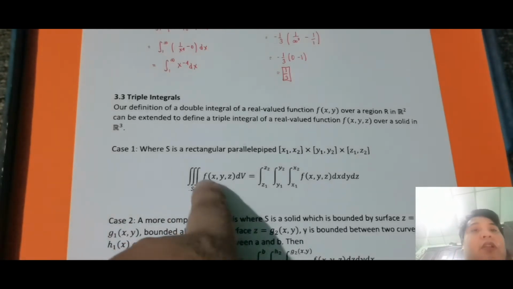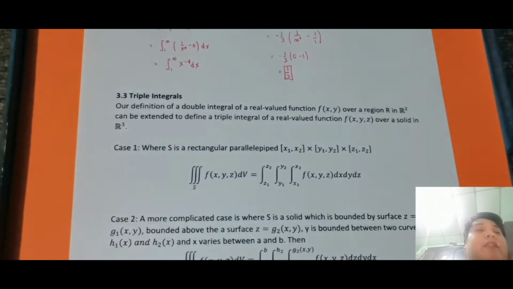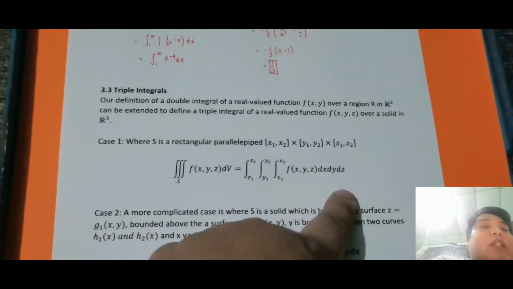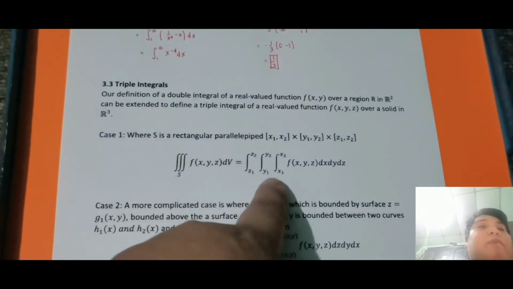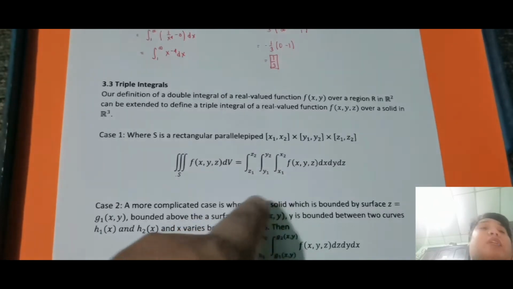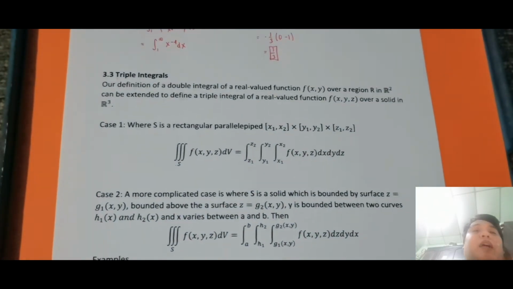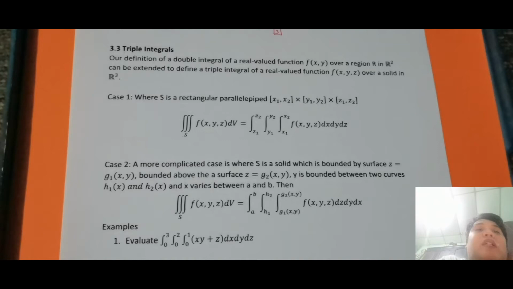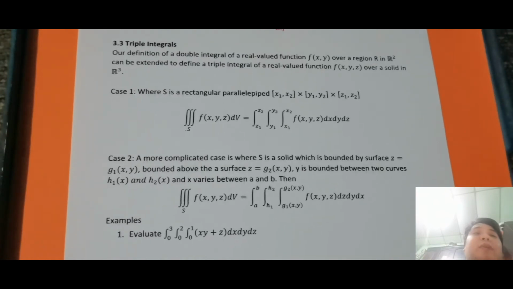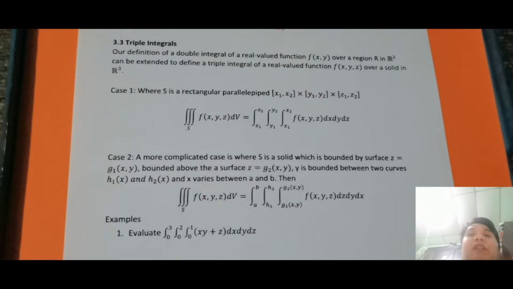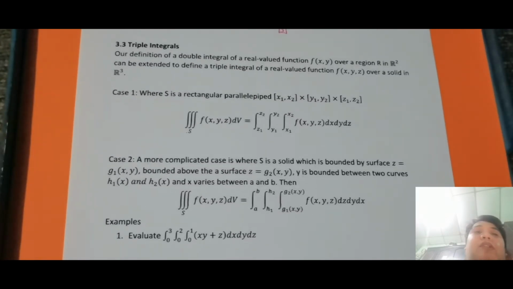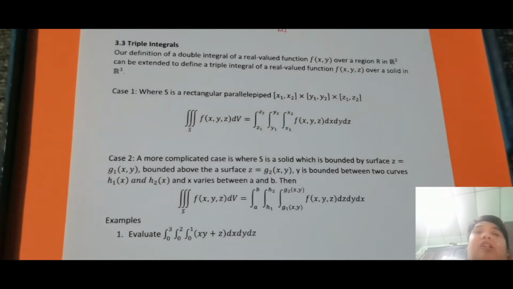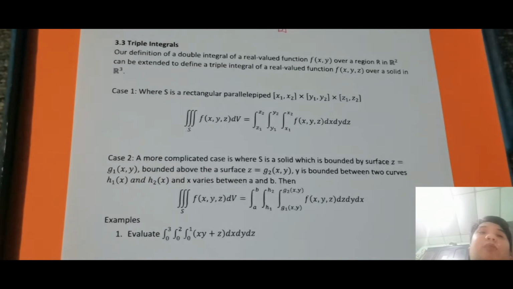Okay, so again, that is the integral over the boundary S. Or the solid S. So, yan na, pwede kong pagpalitin dz, dy, dx. So, as long as nasusunod mo yung tamang boundary na nilalagay natin sila sa upper mo integral. Okay, now, case 2 is what if yung katulad ng ating lesson 2. So, what if a more complicated case is where S is a solid which is bounded below by a surface z is equal to g sub 1 of x, y, bounded above by a surface z equals g sub 2 of x, y. y is bounded between two curves y equals h sub 1 of x and h sub 2 of x, and x varies from a to b.